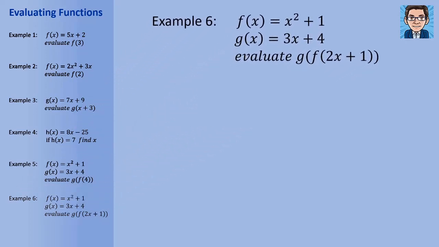Okay, so on our last example, we have a composite function again. We're doing g of f, but then we're also putting an expression in rather than just a number. So the first thing we've got to tackle is the f of 2x plus 1. So f of x is x squared plus 1. So f of 2x plus 1, we're putting that in for x, so we're going to put parentheses around it because the entire thing, 2x plus 1, is going in for x, so that whole thing has to be squared.